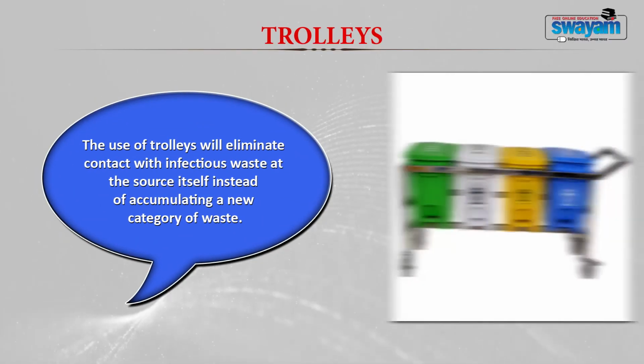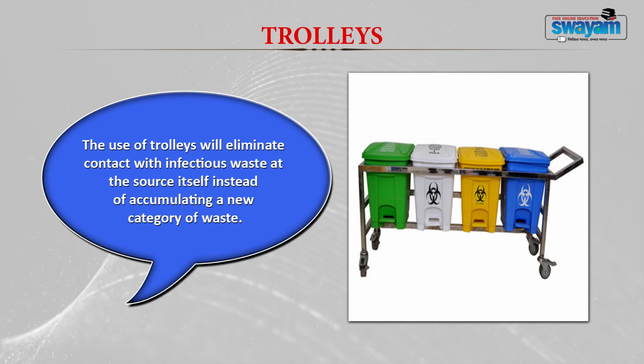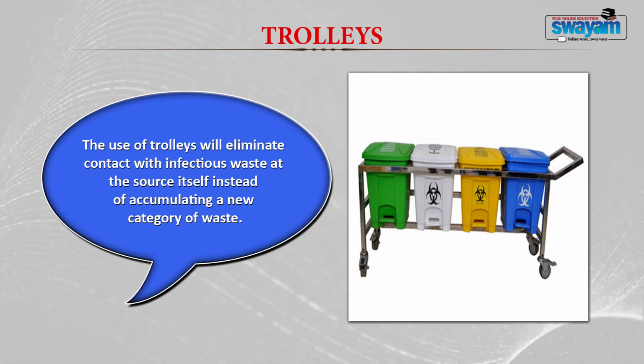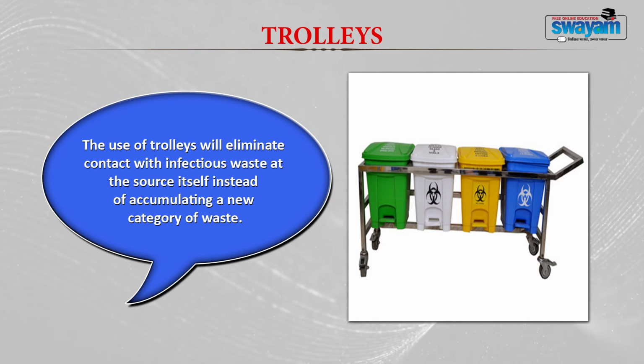Now, let us discuss each of the transportation vehicles that are generally used for transporting biomedical waste. As I told you, the first one is trolleys. The trolleys will generally eliminate contact with the infectious waste at the source itself, instead of accumulating a new category of waste. The second type of vehicle is your wheelbarrow.